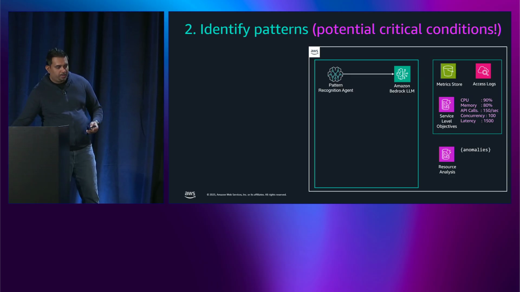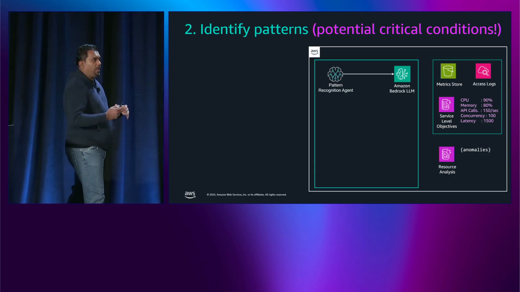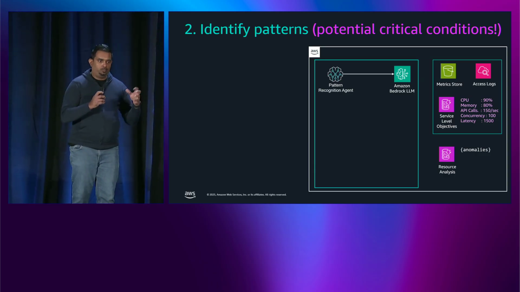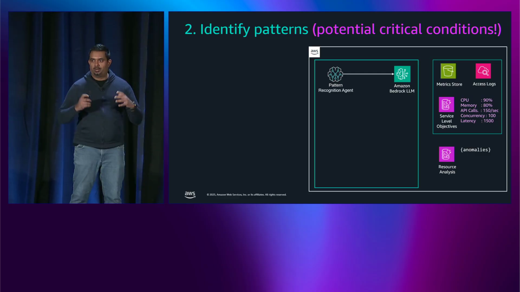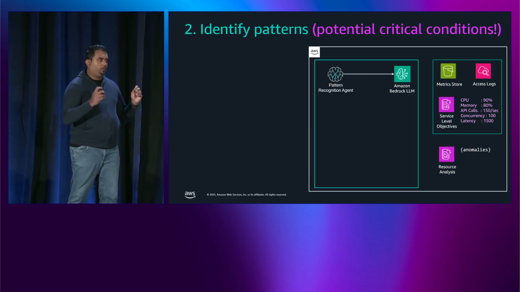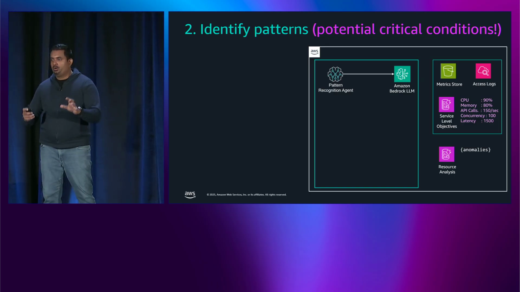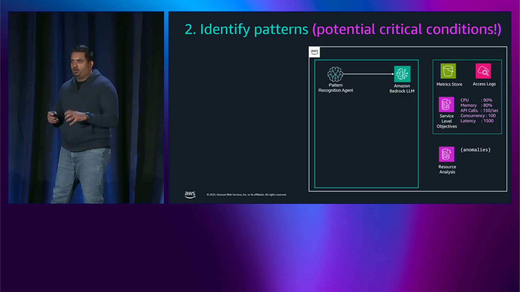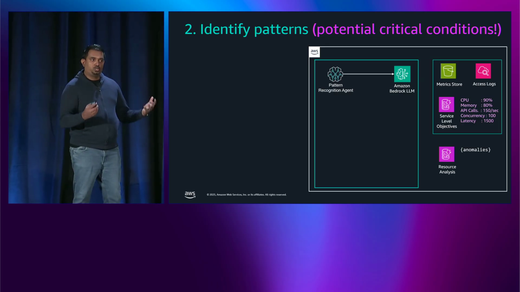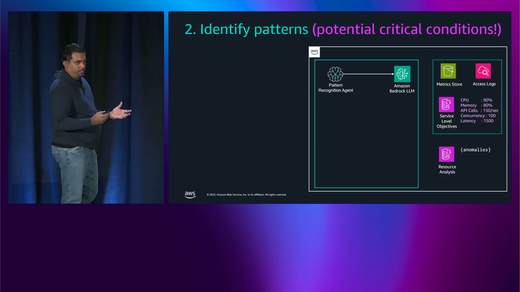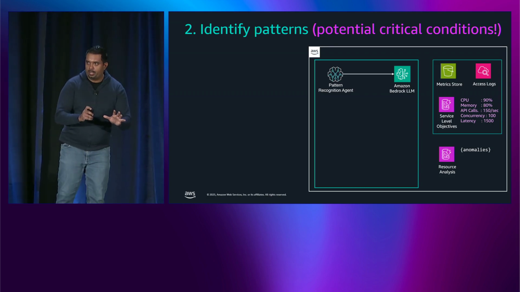Now, for the pattern recognition agent, we will preload or provide the knowledge to the agent upfront about the potential critical conditions that could happen in the SaaS architecture. For example, how do you define a noisy neighbor? And how do you identify resource misuse and security issues and things like that? So that knowledge is already there with the agent.